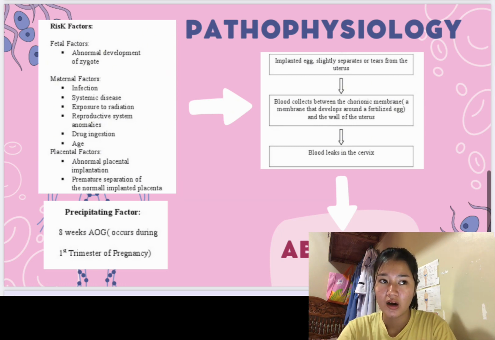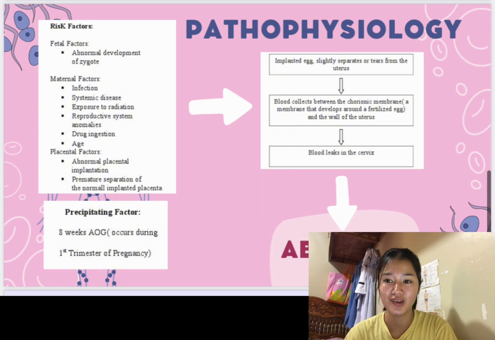So, yun na yung makikita natin or mga objective data na makikita natin as a nurse when it comes to abortion. May bleeding present. So, blood leaks in the cervix. So, it will possibly result to abortion.